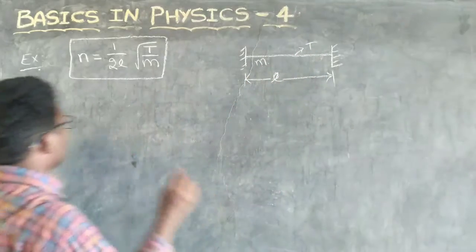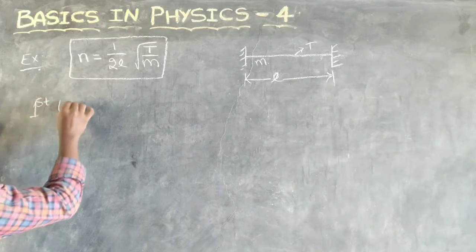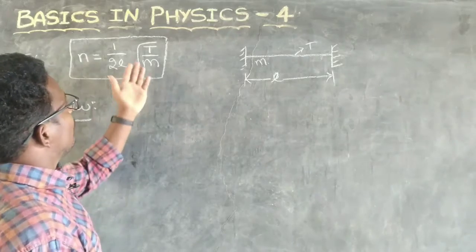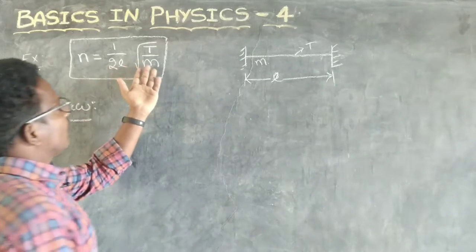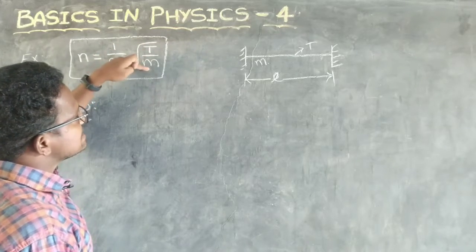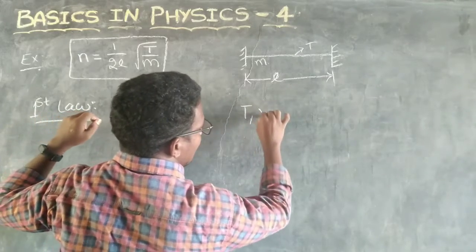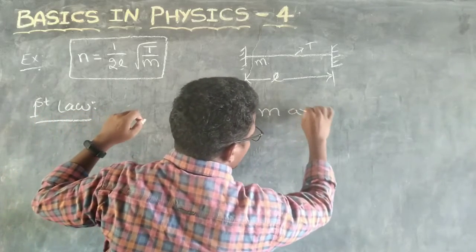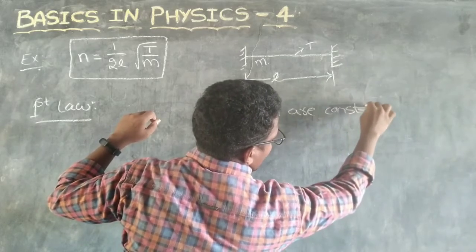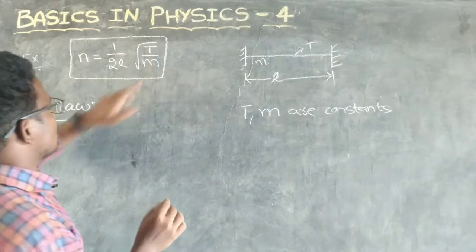Then moving to the first law. First law means, first take this formula. Here tension and linear density both are constant. T and m are constants.